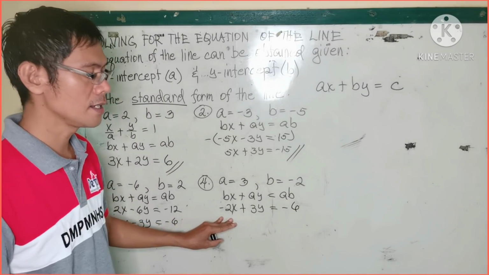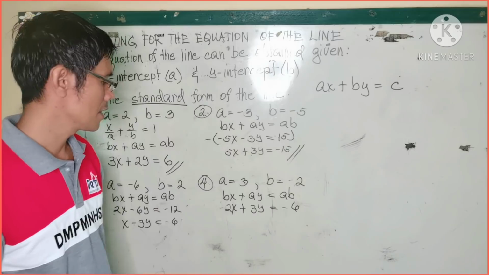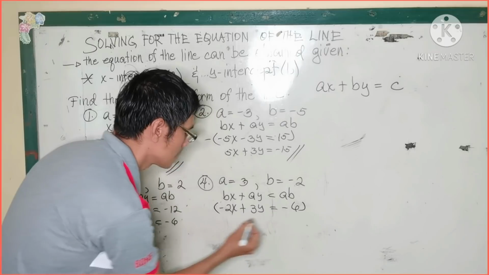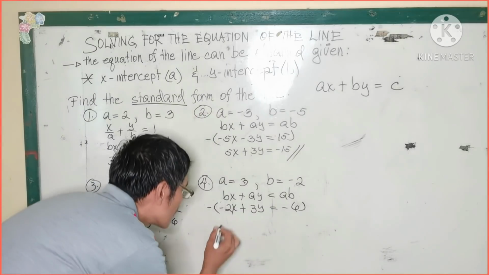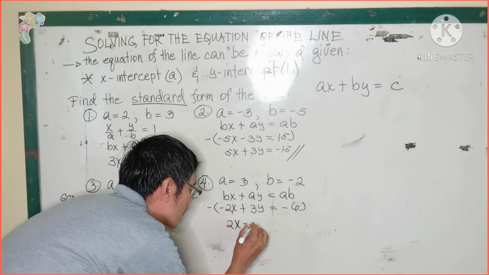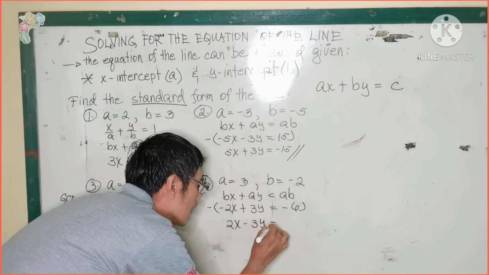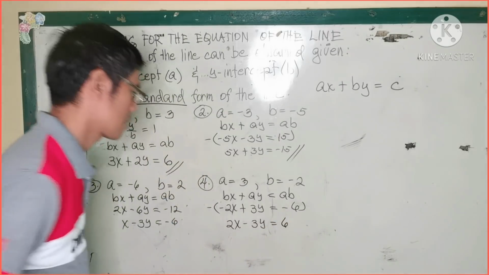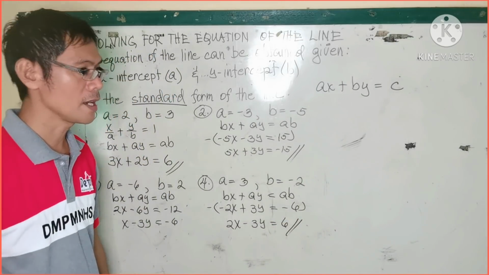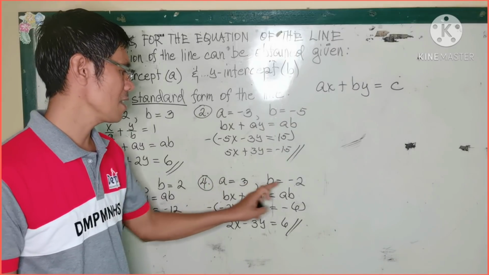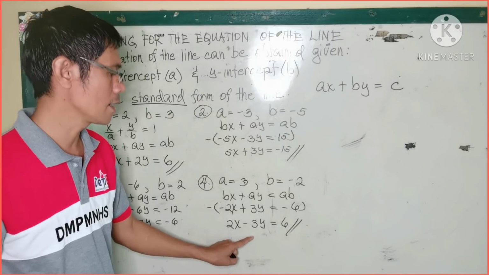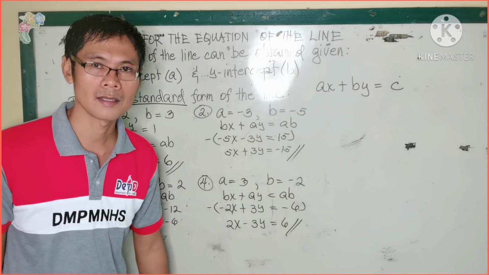Again, since the leading term has a negative sign, we are going to multiply all the terms by negative. So negative times negative 2x is positive 2x, this is negative 3y, and this is positive 6, or simply 6. Therefore, the equation of the line with intercepts 3 and negative 2 is 2x minus 3y equals 6.